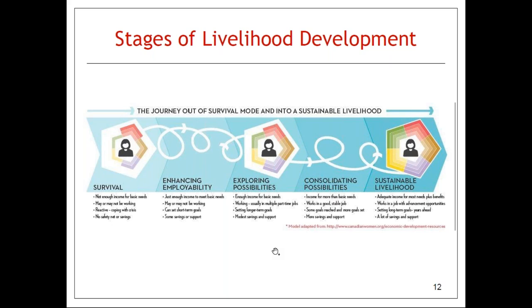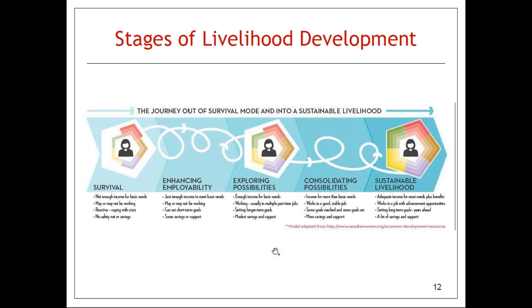And then you move on to stage three. This is exploring possibilities. This is where women are likely in an economic development program. She might still be income patching jobs, or she might be dependent upon social assistance to help while she's in the program. But again, she is working towards her goals, has an action plan, and is receiving supports from a program.